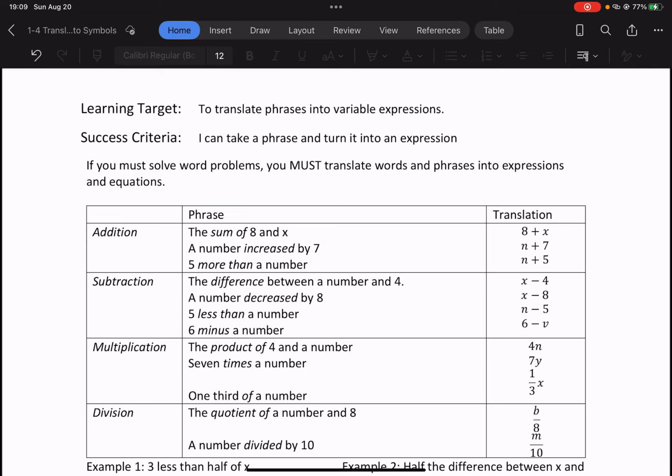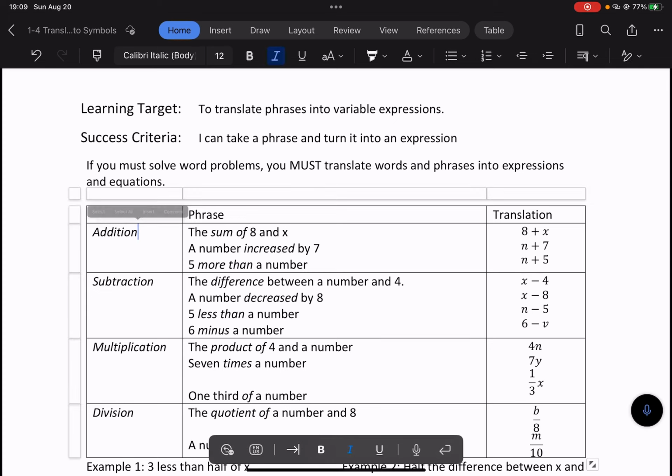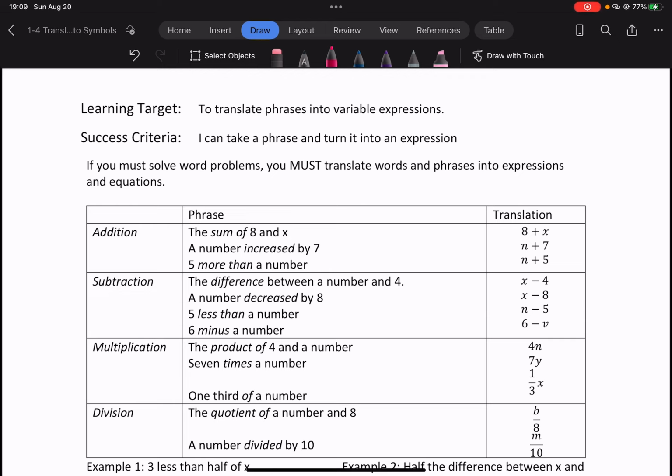Anytime you see addition, we're looking at the words "sum of." That's pretty common. And then you look for the word "and." So here, the sum of 8 and x, that is where your plus sign goes. What's before the plus sign goes before, the 8 goes before, the x goes after. So it translates to 8 plus x.